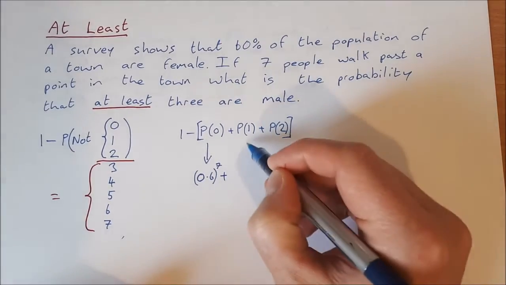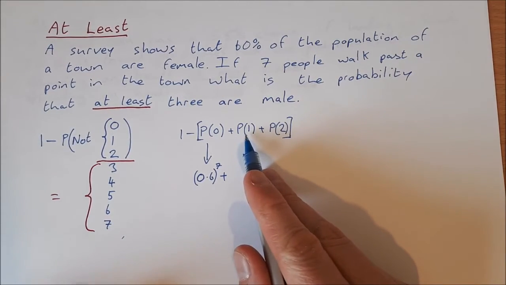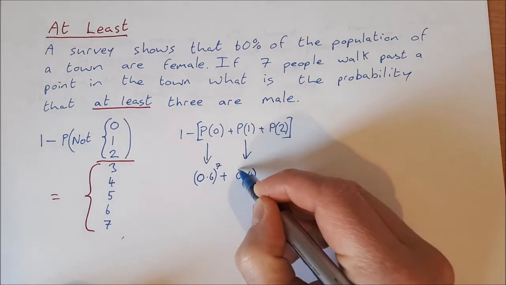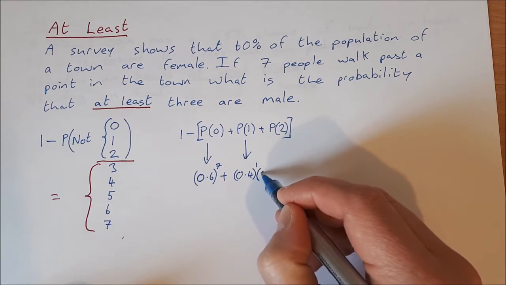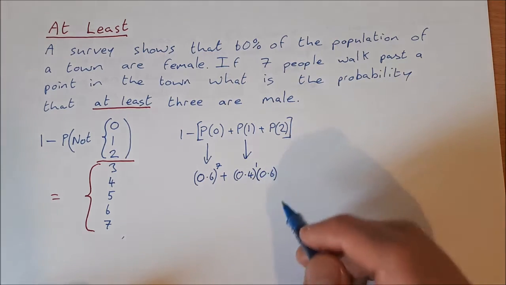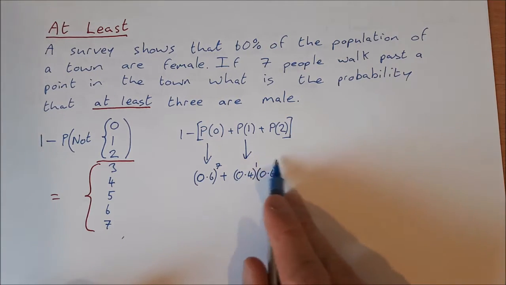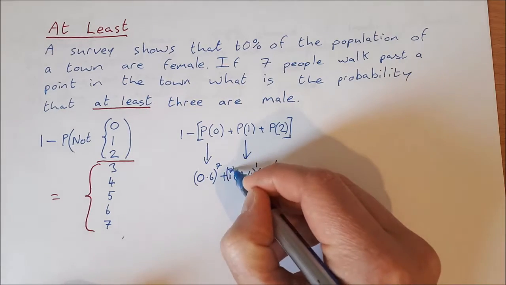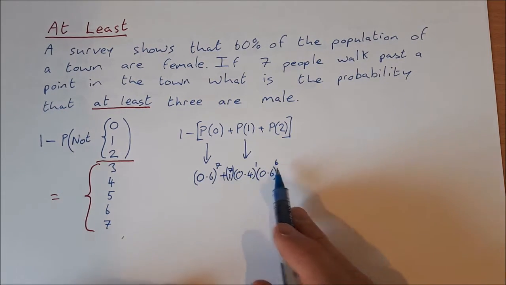But I will then have a look at this one, the probability of getting 1 male. The probability of a male is 0.4. How many males do I want? I want 1. The probability of a female is 0.6. How many females do I want? I want 6. And then we need to multiply this by how many ways can this happen? This can happen 7 choose 1 ways. So I have 7 choose 1 times 0.4 to the power 1 times 0.6 to the power of 6.